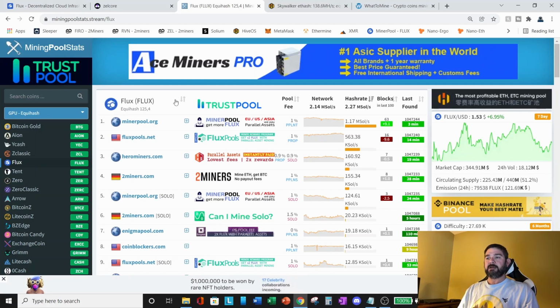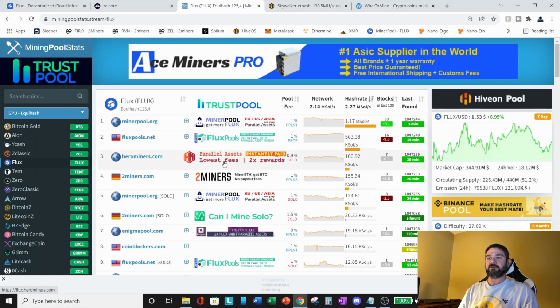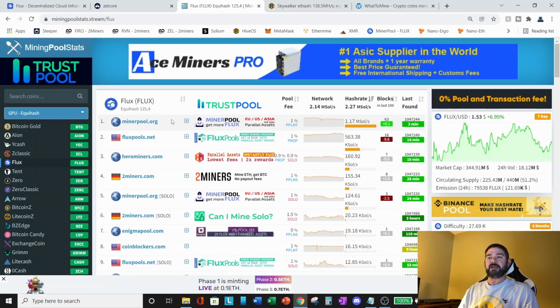For that reason, once I receive my next payout from minerpool.org, I am going to be looking for another mining pool. The most important thing to look at when you're selecting a mining pool for Flux is to make sure they are paying out parallel assets. That's a very important element of mining Flux. It looks like there are several other options here that do pay parallel assets, so we'll be looking at switching our mining pool. But for right now, we are using minerpool.org.